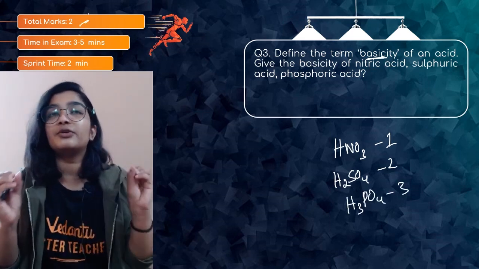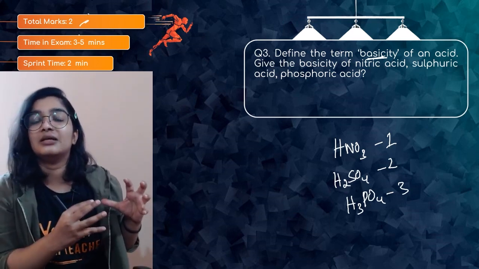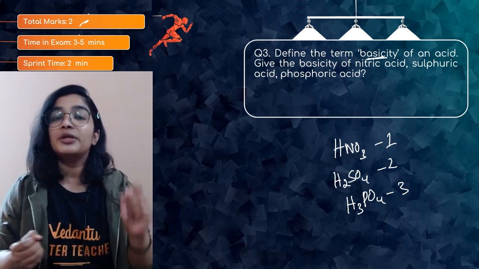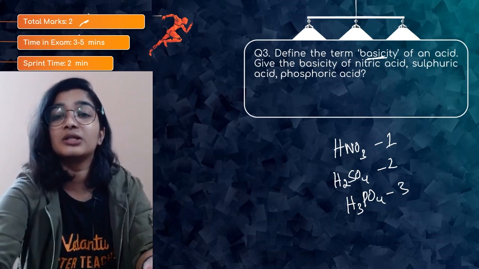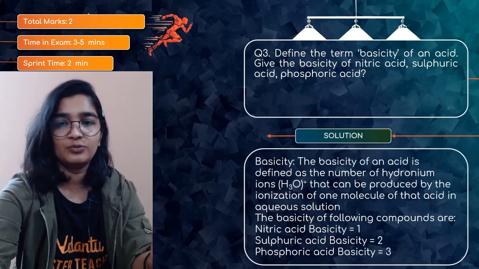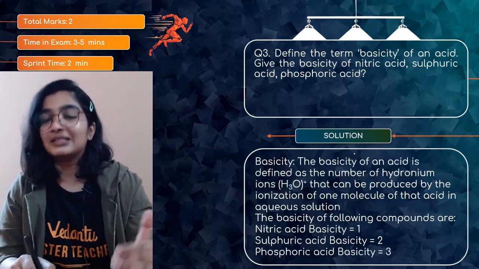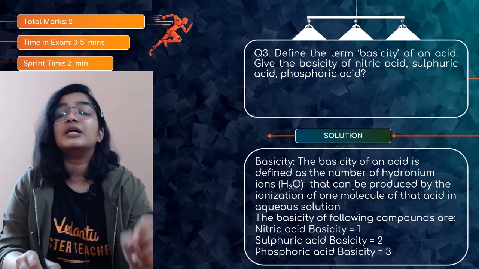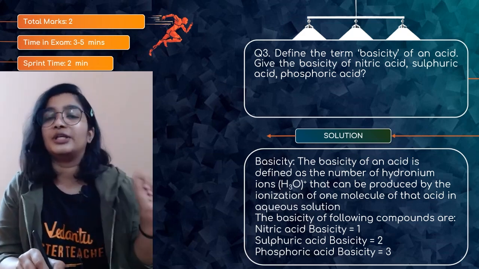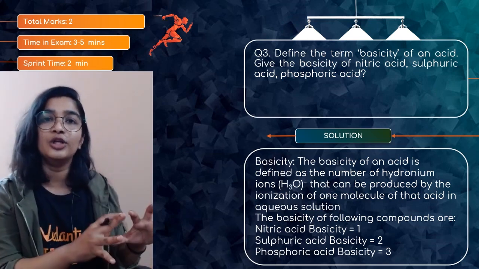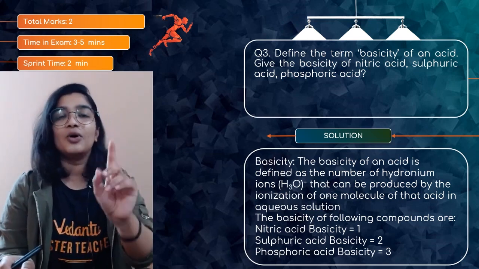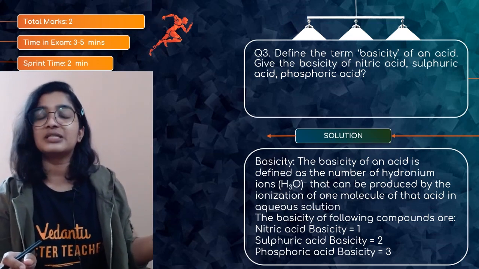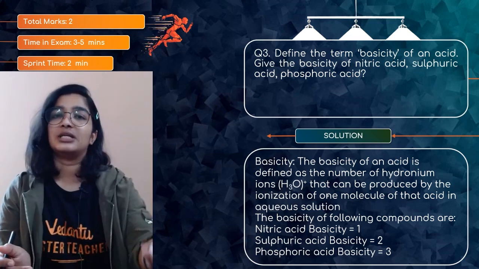Do not get confused: basicity is for acids. It is the number of replaceable hydrogens, or how many hydronium ions a molecule of acid can produce when dissolved in water. No confusions? Let me read this again. The basicity of an acid is defined as the number of hydronium ions that can be produced by the ionization of one molecule. We are not considering volume or kilograms. One molecule can produce how many hydronium ions? That's the question. If it is one, then it is called monobasic. If it is producing two hydronium ions, then it is dibasic.